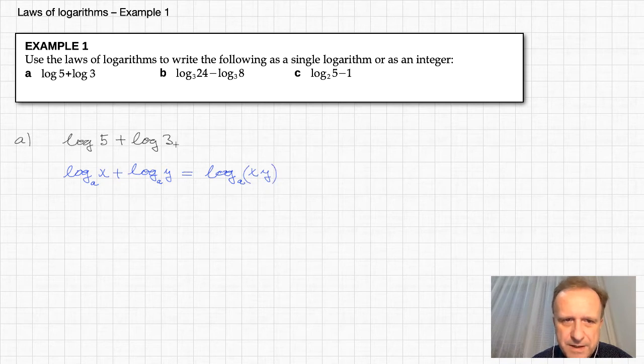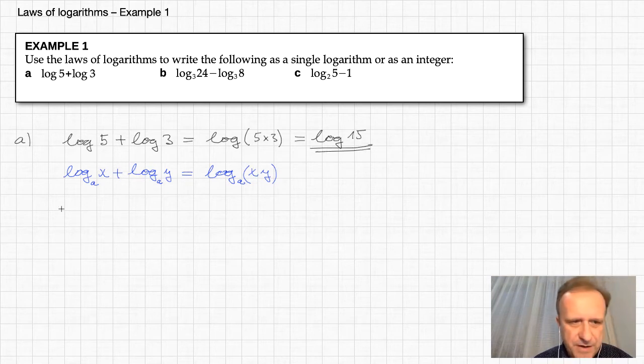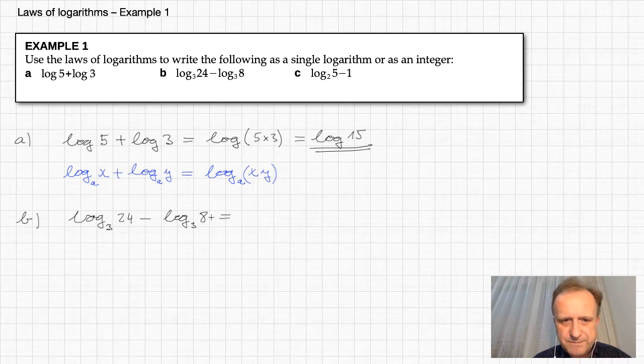So in our case, it should be the logarithm in base 10, so I don't have to write the base, of 5 times 3, which is logarithm in base 10 of 15. So this should be the answer to this first part. In part B, we have logarithm in base 3 of 24 minus logarithm in base 3 of 8 equals.